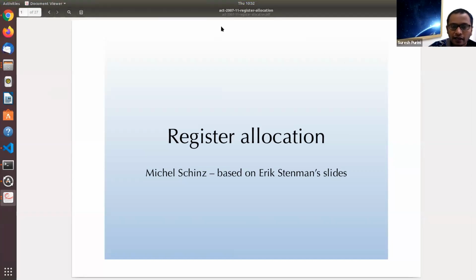So we started with the register allocation problem in the last class, and we discussed how to do register allocation within a basic block, which is called the local register allocation algorithm.